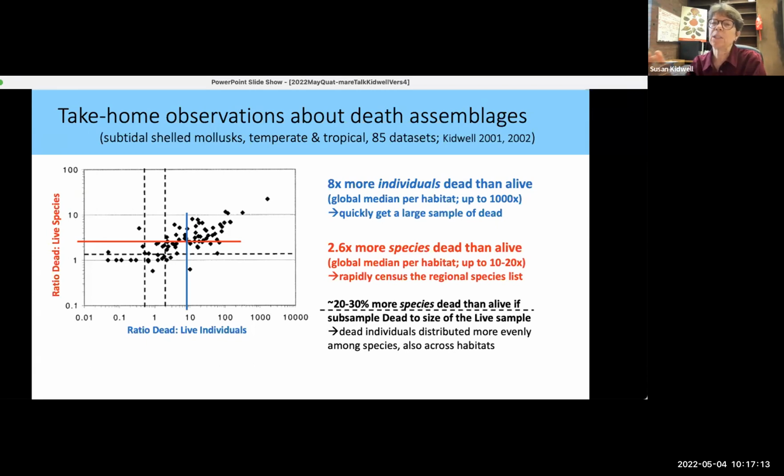What you find then is typically you still have 20 to 30% more species in the death assemblage than in the living. And that's because the dead are distributed more evenly among species in any given sample, but also they are spread more widely across habitats than the live. So of course that could be taphonomic postmortem transport bias.